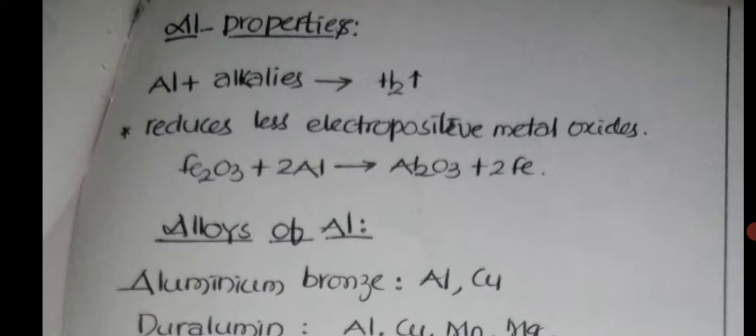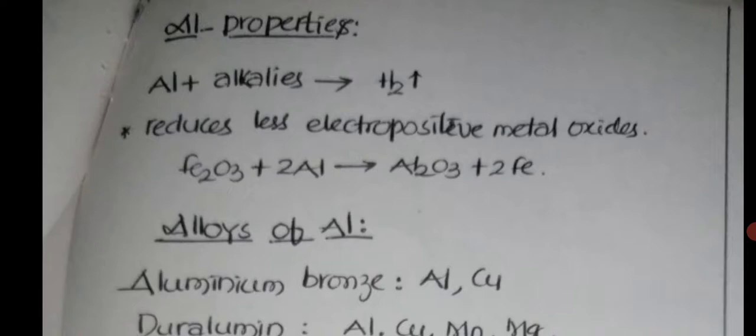Aluminium reacts with alkalis to release hydrogen, like sodium hydroxide. With dilute sodium hydroxide it gives sodium metaluminate, and with concentrated sodium hydroxide, sodium aluminate: NaAlO2 is metaluminate, Na3AlO3 is aluminate. It reduces less electropositive metals like iron oxide, manganese oxide, chromium oxide.